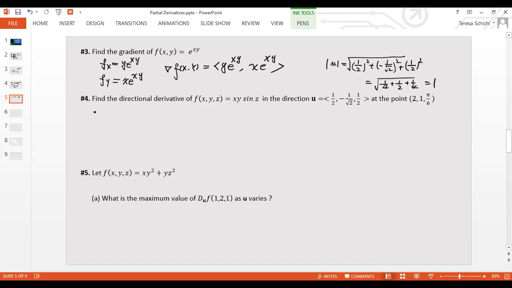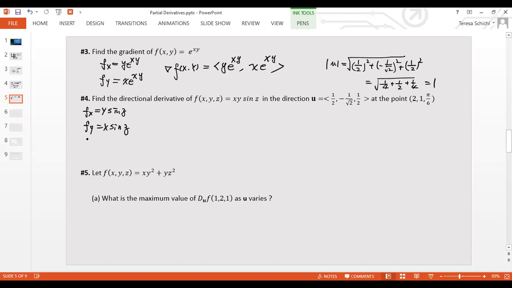Okay, so now let's see here. Let's take a look at the partial derivatives. The partial with respect to x here would be y sine z, correct? Then the partial with respect to y here will be x sine z.